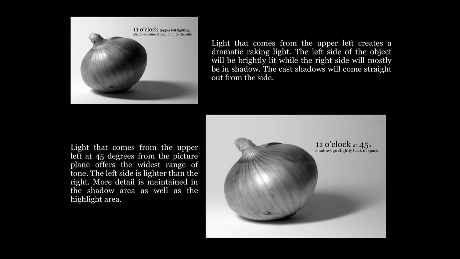So if you look at when I shifted the light 45 degrees, not only do the shadows go back in space, but it also offers a wider range of tone. So what you'll see is that the whole area of the onion, where it was in very dark shadow, has lightened up, and you see a reflected highlight and you see a lot more detail.